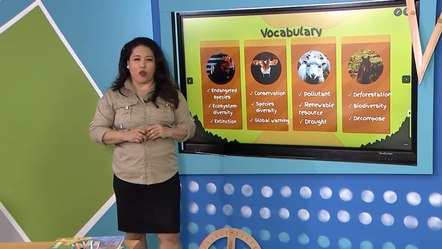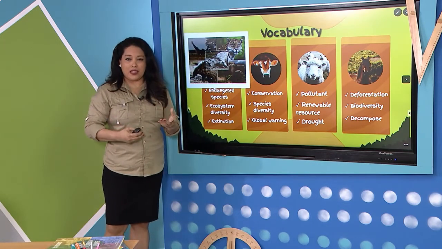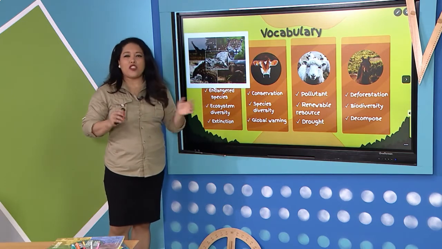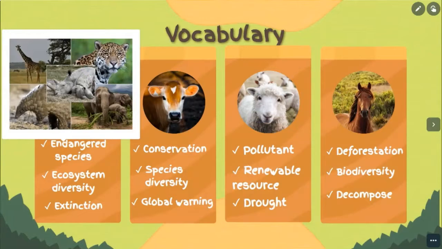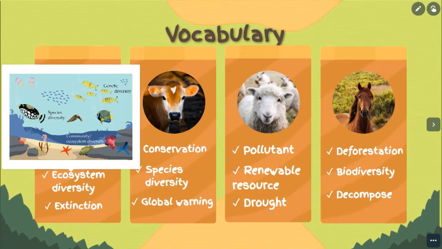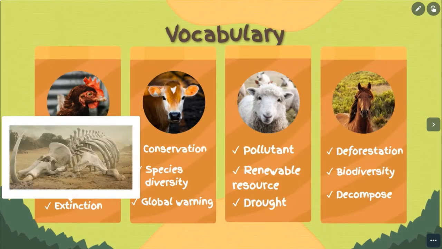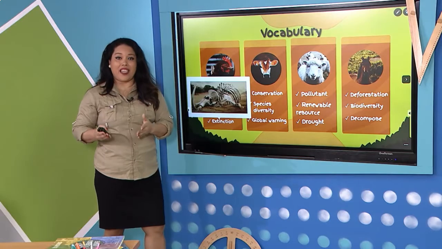So let's practice some vocabulary words that you will see during the lesson. Endangered species. This is an animal or plant that we call endangered when there are so few alive on the planet. And ecosystem diversity. It is the variety of different ecosystems within an area. It is not the diversity of species of an ecosystem. Extinction, it is the dying out or disappearance of a species from Earth. Remember, a species is a group of organisms that has common characteristics. Animals are not the only thing that can be extinct. Plants can die off too.